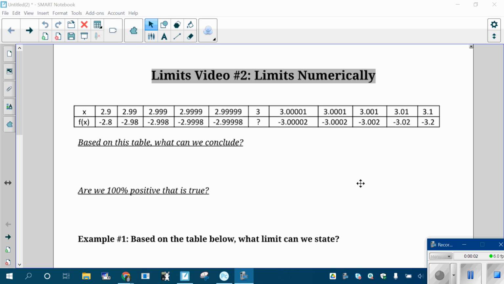Mr. Covey here, and this is going to be a real quick video. I just want to show you how you can think about limits numerically based on a table. Okay, so instead of looking at a graph, we're looking at a table here, and I don't think this will be too bad.